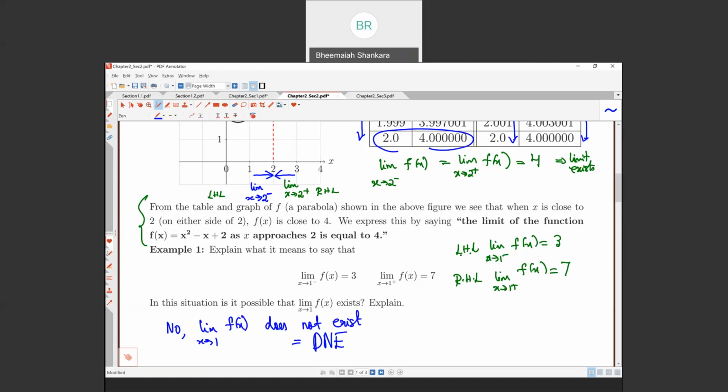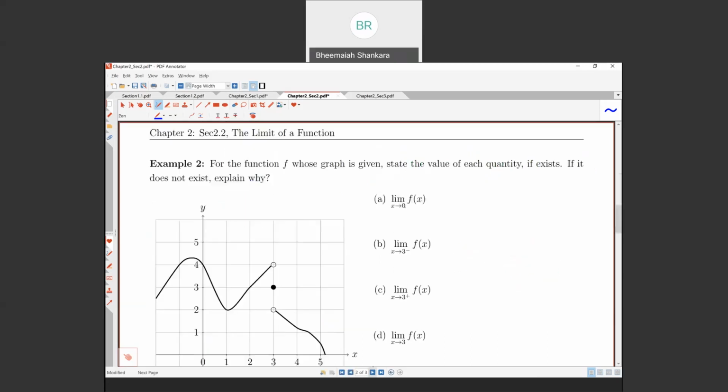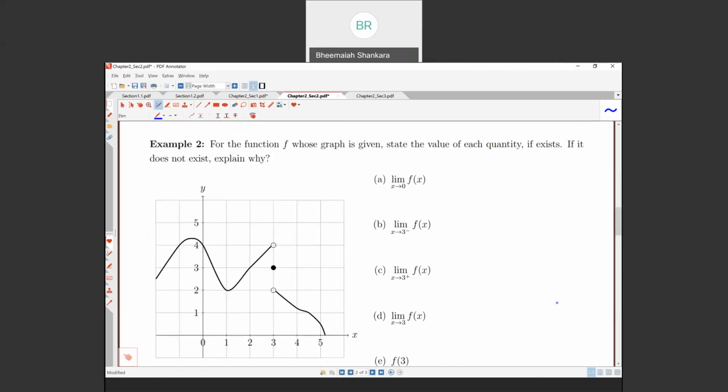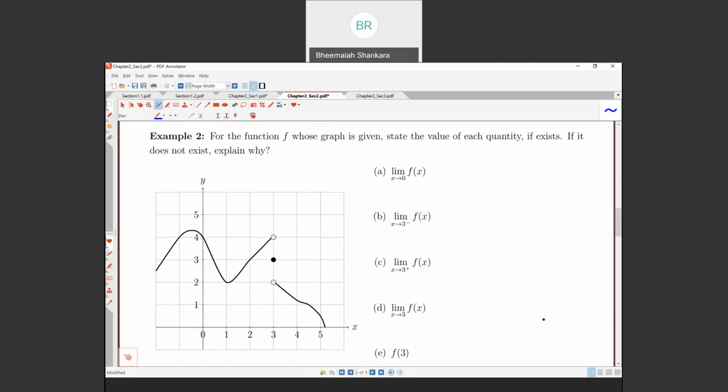In the second example, you're given a graph and you're asked to answer the following questions. Limit x approaching 0 of f of x. So here you have x approaching 0 from the left and from the right. You want to read the functional value from the left and from the right. The value is the same. The limit value approaches 4. So your answer is 4.